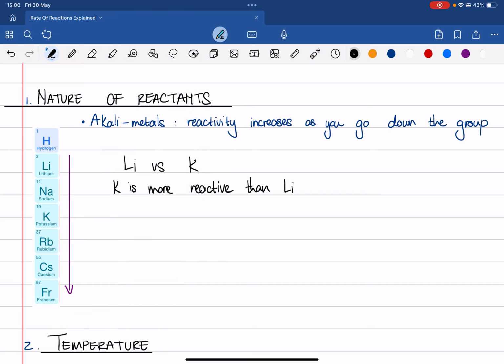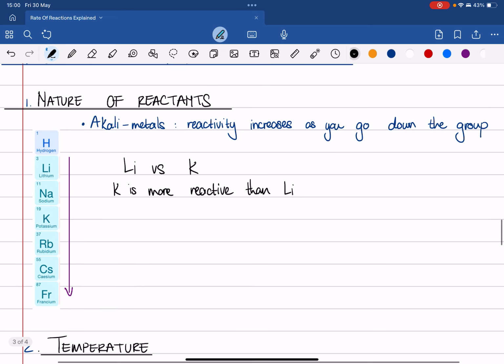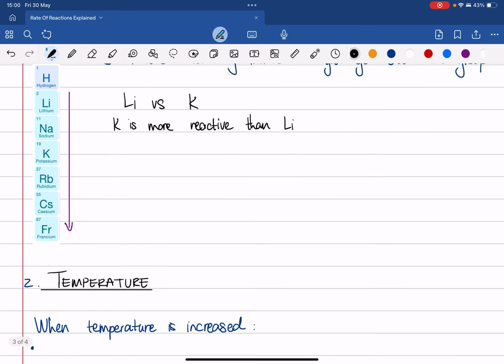So the more reactive you are, the higher the reaction rate, okay? So the reaction rate, we can put it this way, is directly proportional to reactivity.